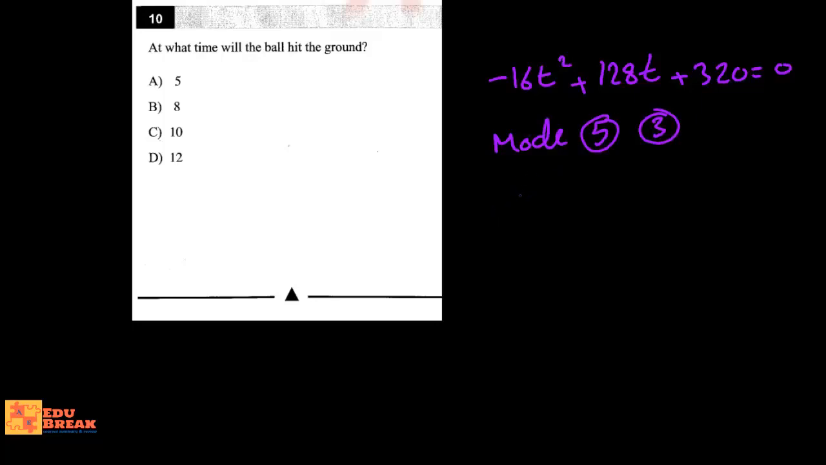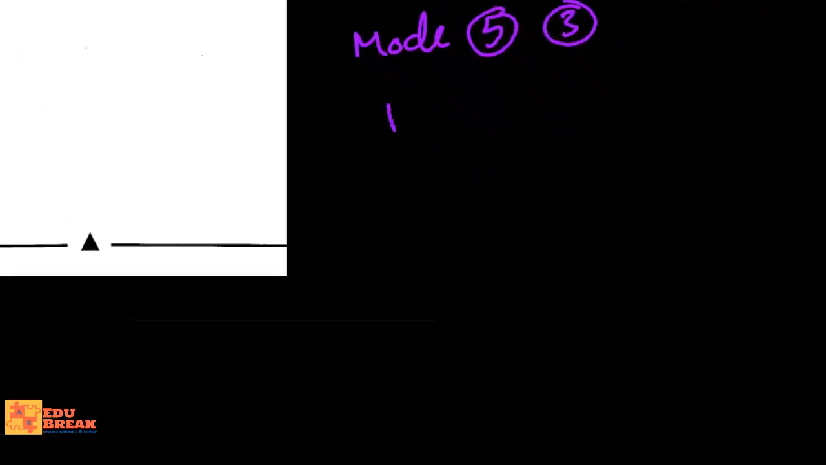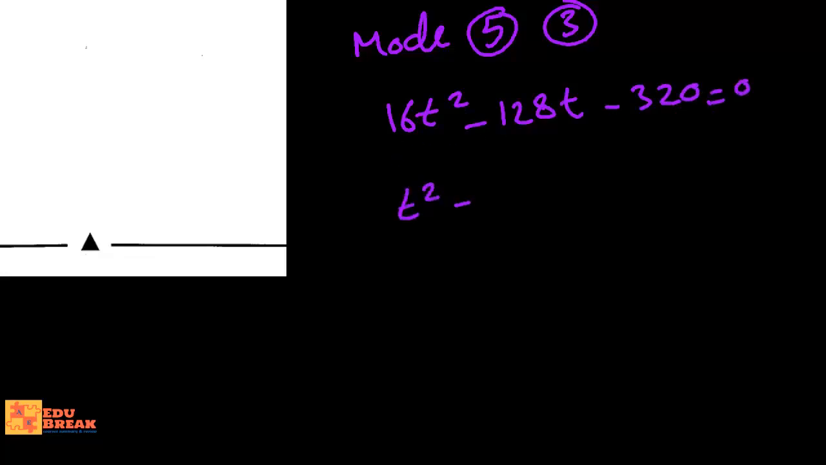Multiply the equation by negative 1, so it will be 16t squared minus 128t minus 320 equals 0. Divided by 16, it will be t squared minus 8t minus 20 equals 0.